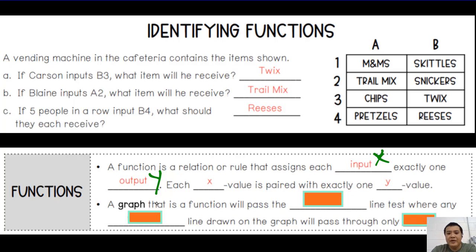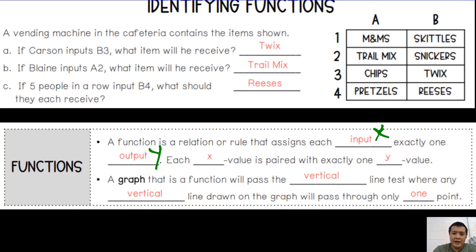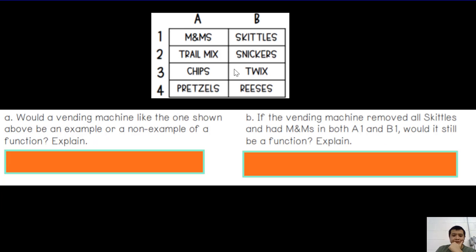One y. A graph that is a function will pass the vertical line test, where any vertical line drawn on the graph will pass through only one point. I'm going to change this a little bit and say any vertical line drawn on the graph will pass through at most one point. So at most one point. It can pass through 0 points, but it cannot pass through more than one point.